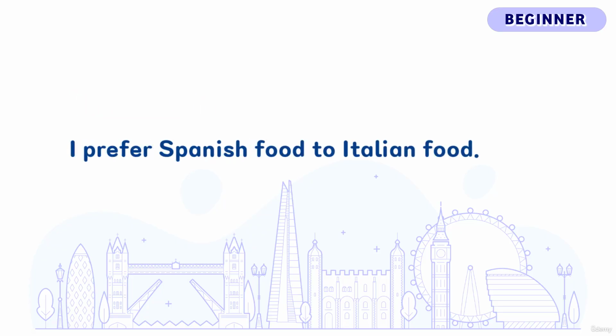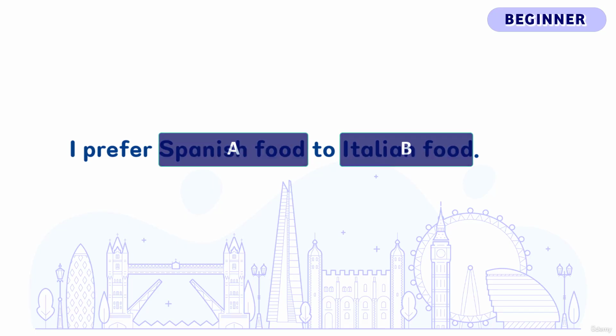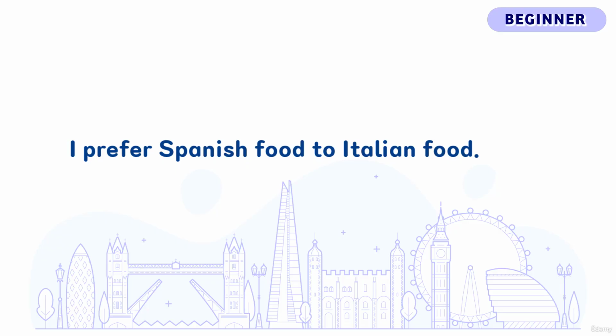Now, if we want to be more specific and say, I like one thing more than the other thing, we can say, I prefer Spanish food to Italian food. When we use the verb prefer to say, I like A more than B, we say, I prefer A to B. And this means that in this sentence, the speaker likes Spanish food more than Italian food.